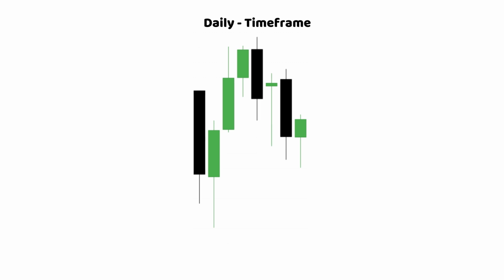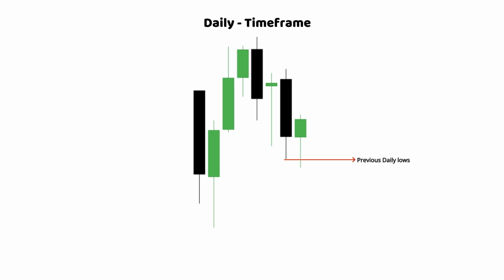Now, pay attention here. The market opens and right away it does something interesting. It sweeps the previous day's low, grabbing liquidity. At this point, most people think it's bearish. But watch what happens next. Instead of continuing down, the market reverses and pushes higher. That's the first clue. It doesn't want to go lower.